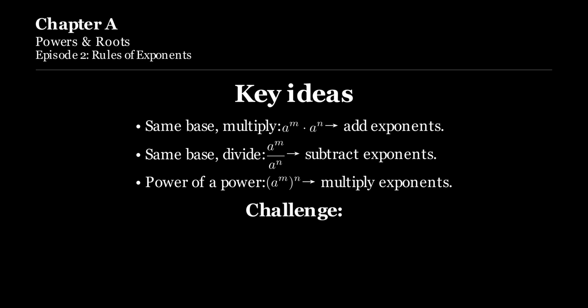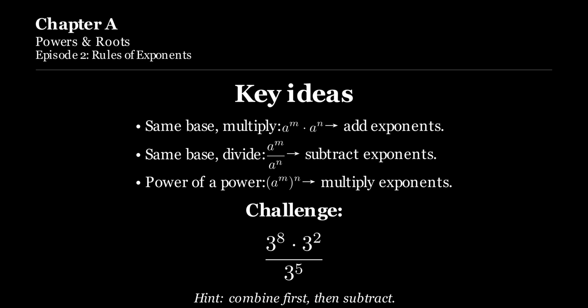Now try this one. Combine the powers first, then subtract. Take your time and check each step. You now know why the exponent rules work. The next question is, what happens when the exponent is 0 or negative? That video is on screen right now.